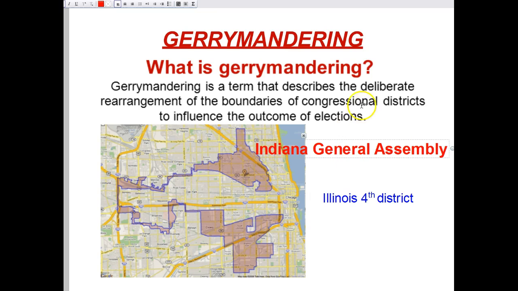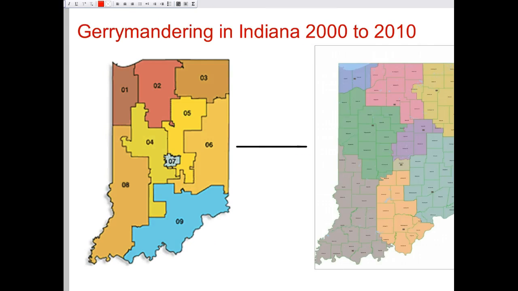So we can see here that it describes the deliberate, meaning with intent, rearrangement of the boundaries of congressional districts to influence the outcomes of elections. Well, here's the Illinois 4th district. This can show you just how badly a district can be drawn. Now, why would they do that? We'll talk about that in a second. But let's look at Indiana from 2000 to 2010.